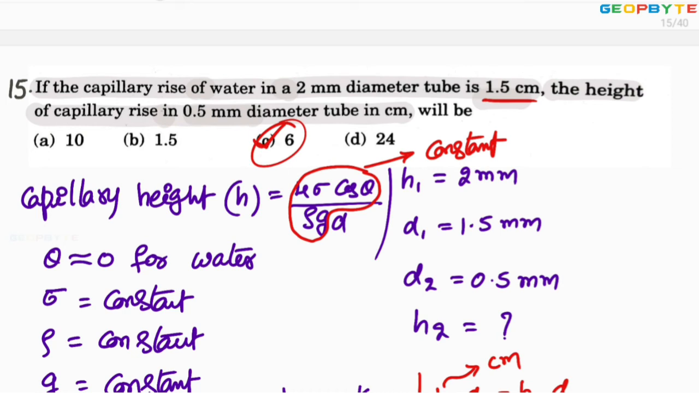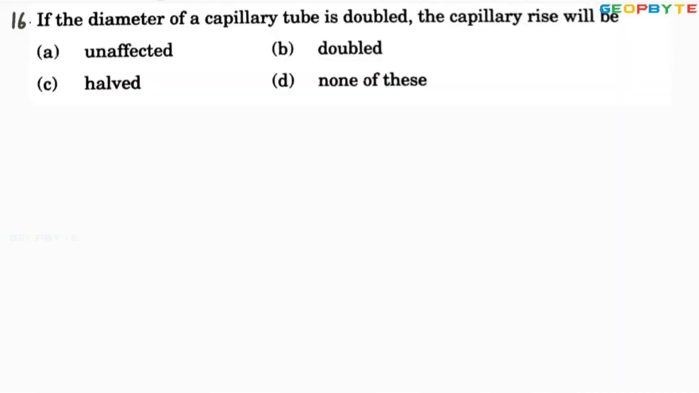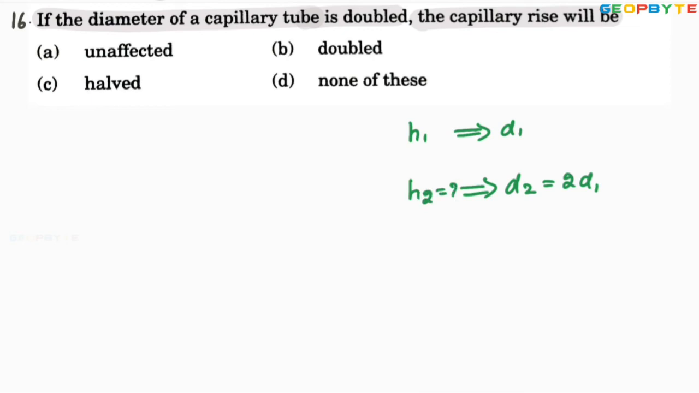Let us take one more problem. Look at the next problem. If the diameter of the capillary tube is doubled, the capillary rise will be... It is like this. H1 may be the capillary rise with a diameter D1. If the diameter becomes double, D2 equal to 2 times D1, what is the height of rise in the tube?